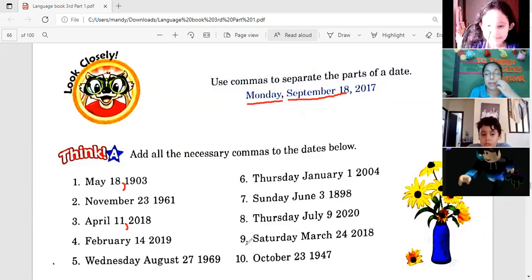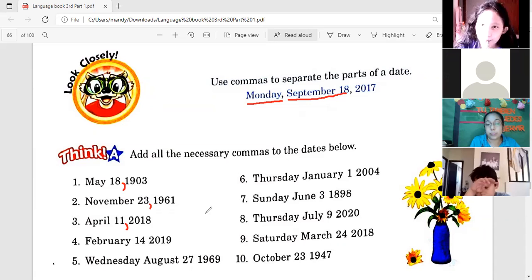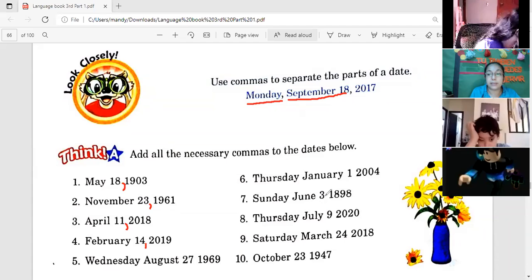Next one, Alejandro Romero. Number two, November 23rd, 1961. In which part do we place a comma? November 23rd, comma, 1961. Excellent. Okay, Gabriel, number four. February 14, 2019. Okay, excellent.